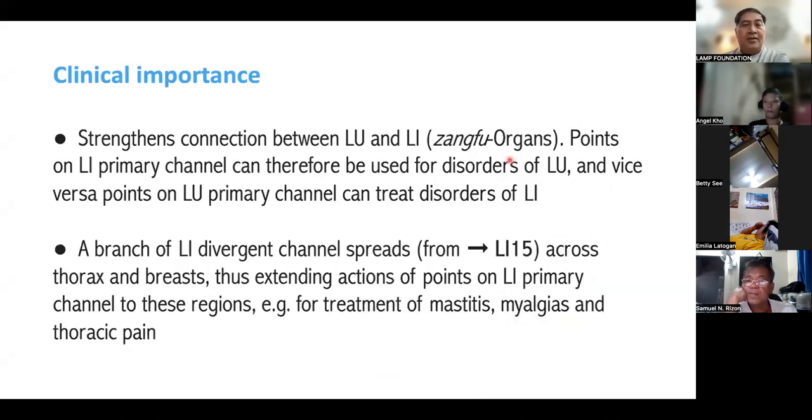So the clinical importance of the large intestine divergent channel is that it strengthens the connection between the lung and LI. Remember, they are interiorly, exteriorly related. So the two organs are intimately connected. Points on the LI primary channel, we can therefore use them for disorders of the lung. And also the points on the lung primary channel, we can use for treating disorders of LI. So especially skin problems, you can use that. But again, you will not be using the channel.